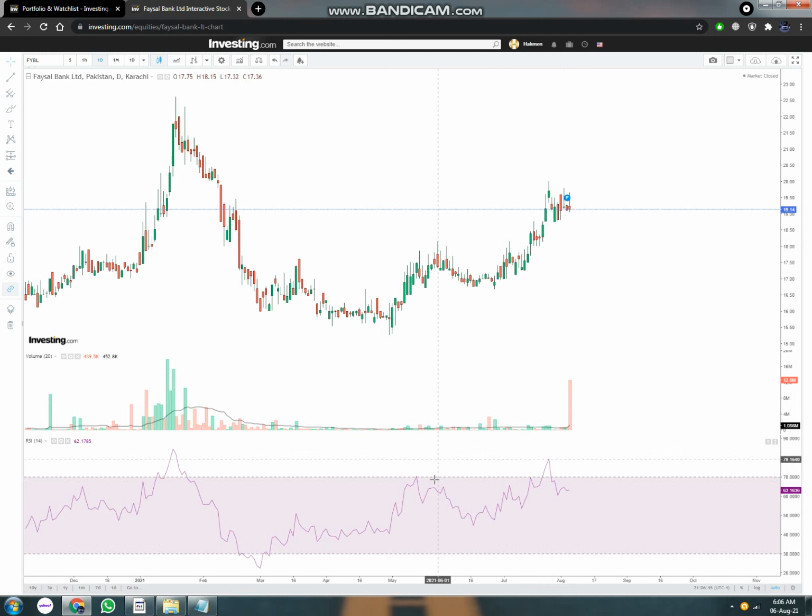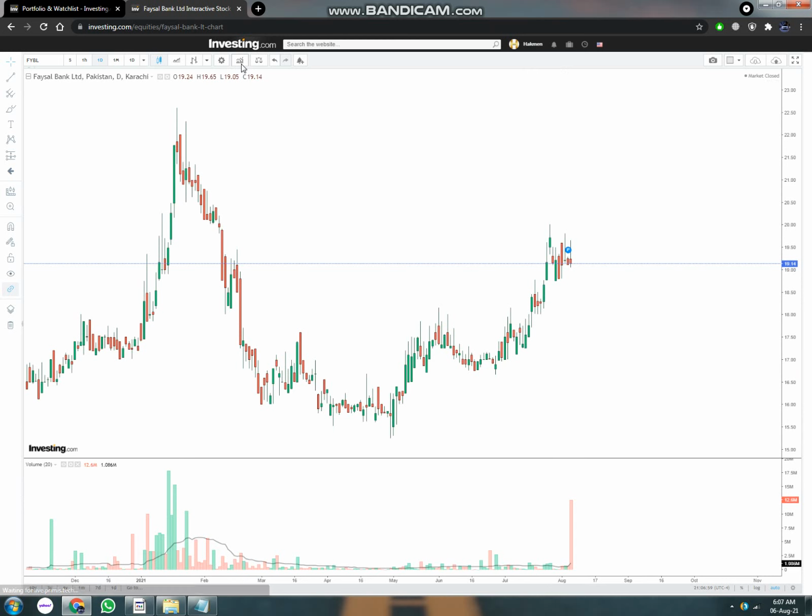and sell when the stock is trading near or above the overbought area. So now this was an overbought area, again it declined, and now it is trading in a sideways pattern. We will see how this performs in the future as well.